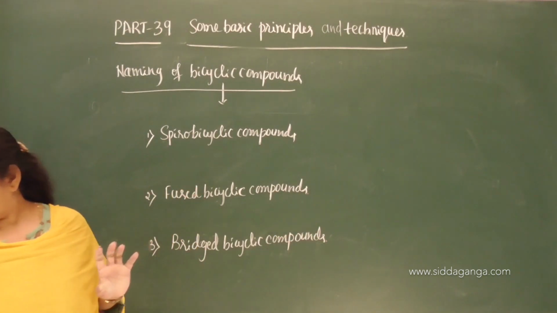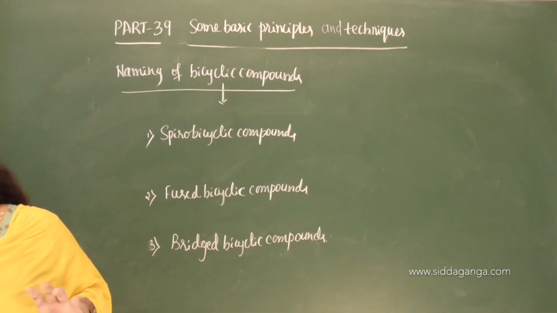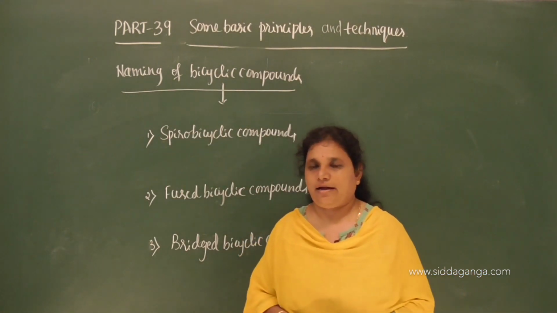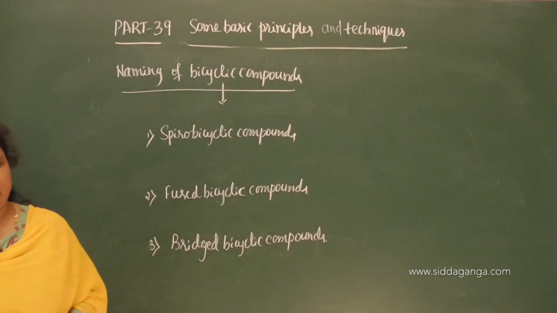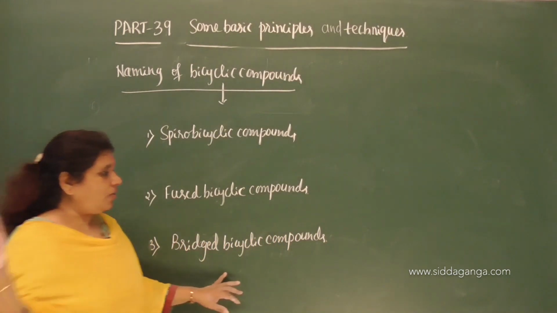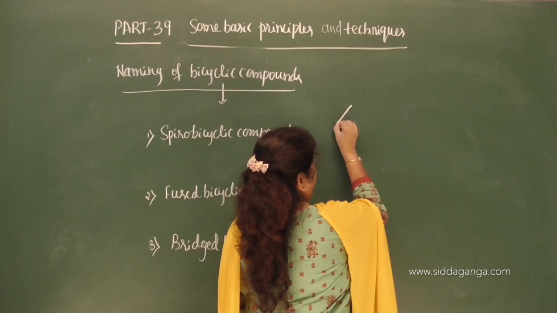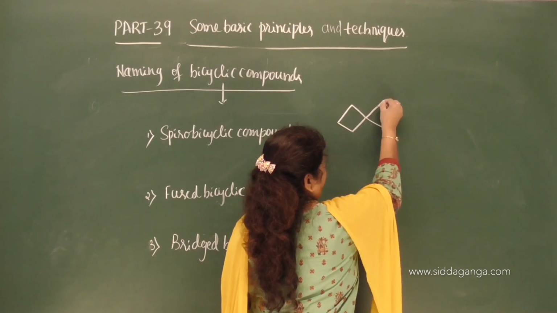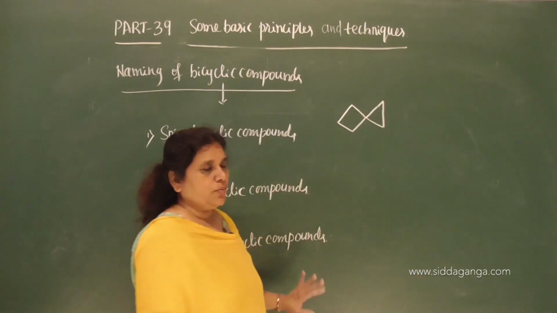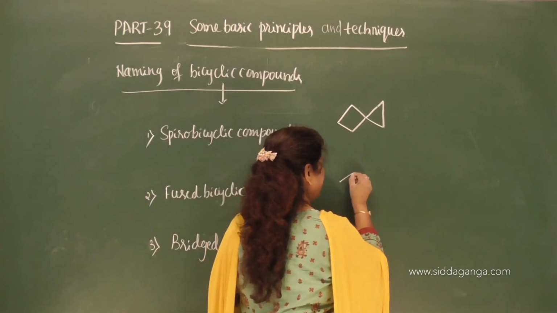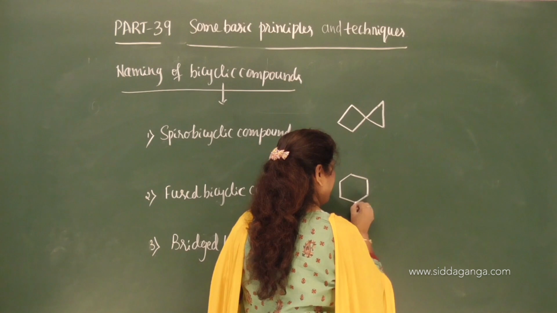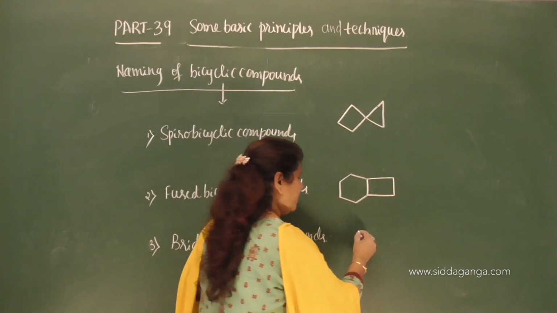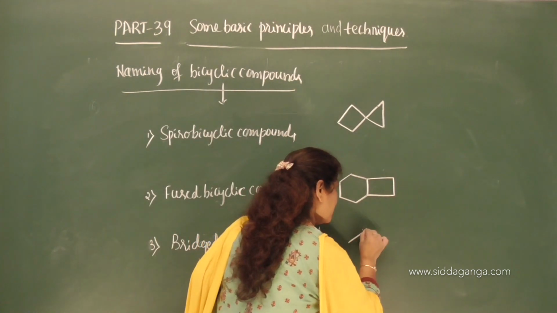So, bicyclic compounds are of three types. What are those? Spiro bicyclic compounds, fused bicyclic compounds, bridged bicyclic compounds. What do you mean by spiro bicyclic compounds? See here, this is an example for spiro bicyclic compound. This is spiro. And what do you mean by fused? Fused bicyclic compound. This is fused. Now, what do you mean by bridged bicyclic compounds?